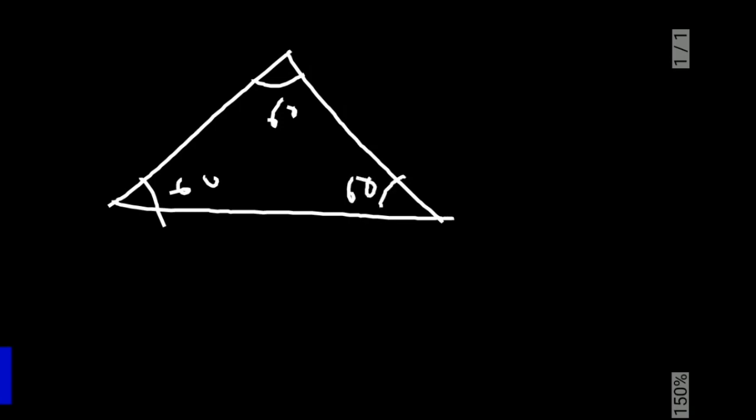An equilateral triangle. Equilateral means it has equal sides, equal angles. Equilateral triangle of 60 degrees. Let me make it bigger. 60 degrees, 60, 60, 60. Now, since it has equal sides, we can actually pick 10, 10, 10.